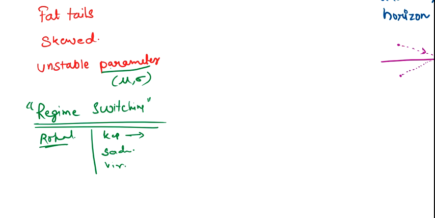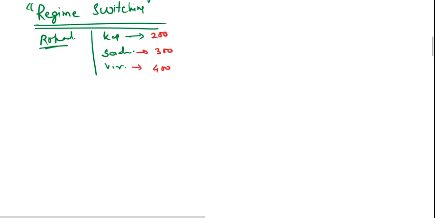If I talk about the era in which Kapil Dev used to play cricket, 200 was considered a very good score. When Sachin came to play, 300 was considered a good score. When Virat Kohli's era started, 400 was considered a good score. So we are changing the era, we are changing the period. Clear? But this regime switching we will discuss from the point of view of the volatility.